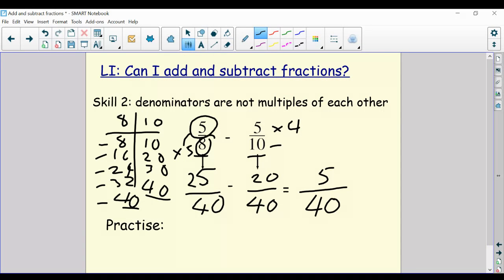Now, if possible as well, we will be trying to simplify our answers. So if we think about common factors between 5 and 40, it is 5. So I can do 5 divided by 5 is 1, and then 40 divided by 5 is 8. So to simplify this answer, it would be 1/8.